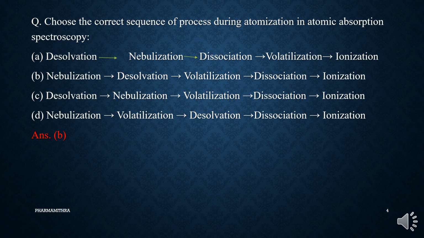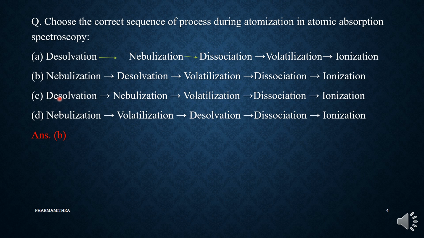B. Next question, choose the correct sequence of process during atomization in AAS, that is atomic absorption spectroscopy. The atomic absorption spectroscopy, the basis is Beer-Lambert's law. In atomic absorption spectroscopy, we are using the hollow cathode lamp as the light source, tungsten as anode, and we are using inert gases such as neon or argon.